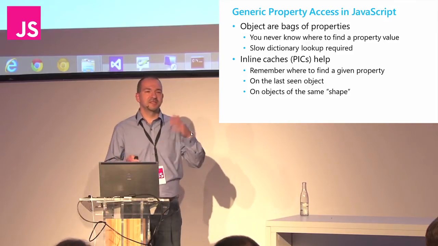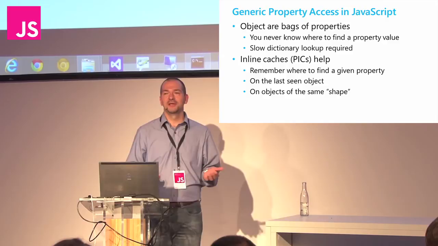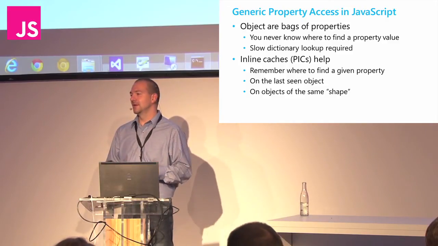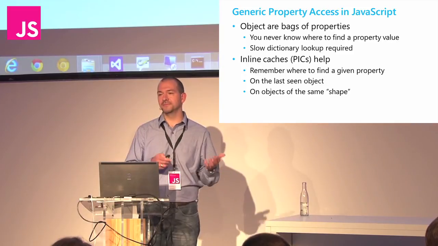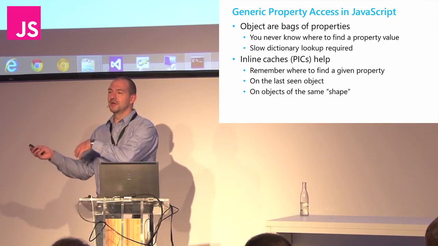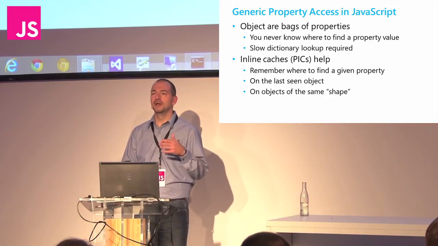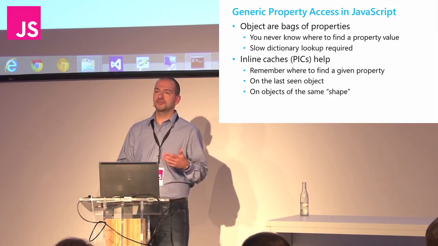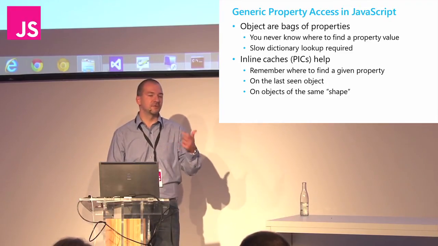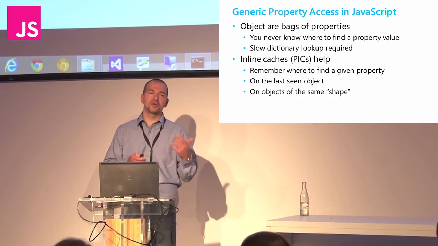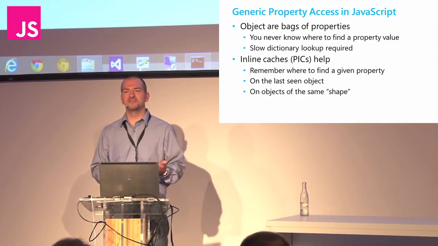So generally speaking, again, as a background, which may be obvious, JavaScript objects are just bags of properties. So traditionally, if you wanted to grab property X, you never knew where to find the value of that property. You always had to do a dictionary lookup, get the value, and then the same thing next time around. Inline caches are typically used to help that. What they really are is just a way to remember some information. So if you remember the object that you saw before and know where to find property X, next time you can do it faster.